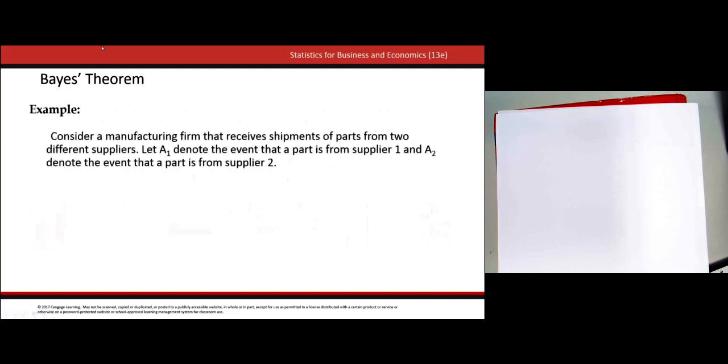We will look at this example. Consider a manufacturing firm that receives shipments of parts from two different suppliers. A1 denotes the event that a part is from supplier 1. A2 denotes the event that a part is from supplier 2.